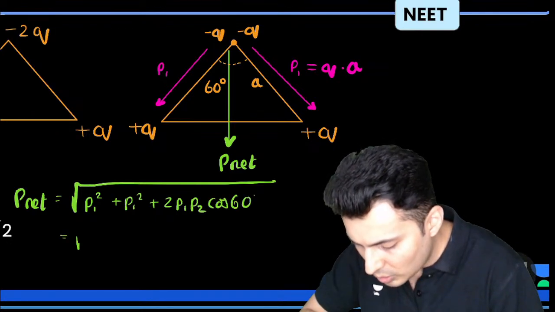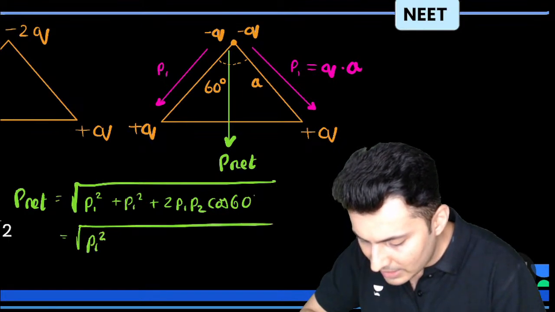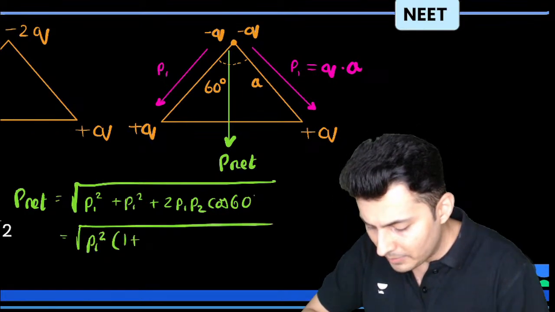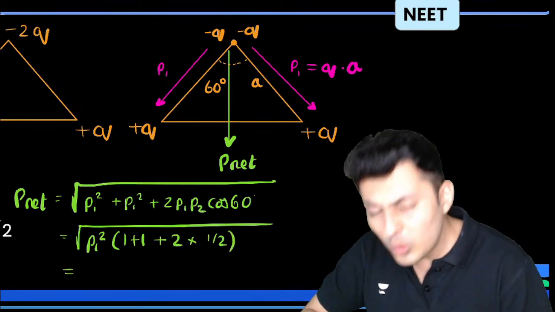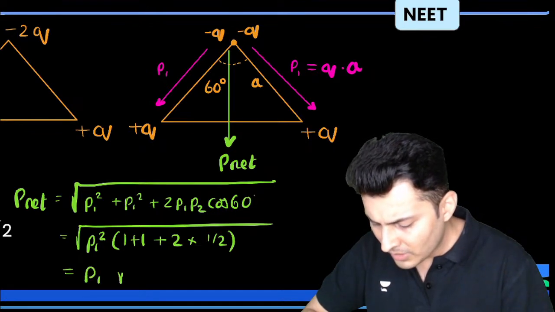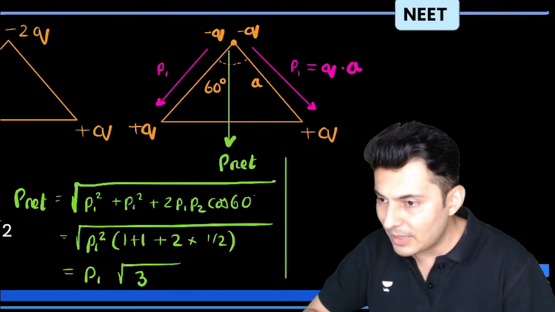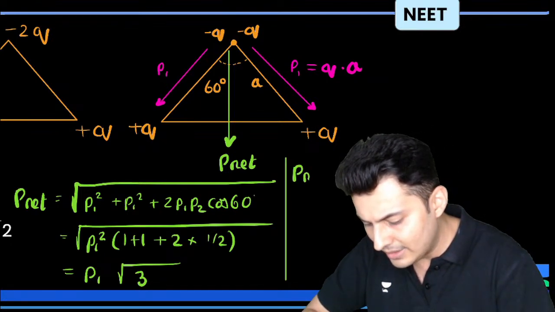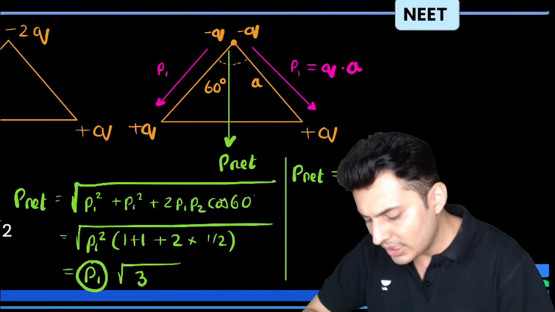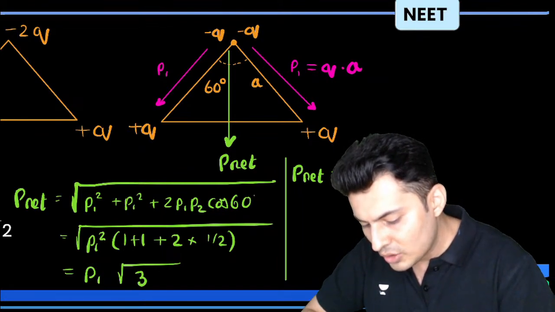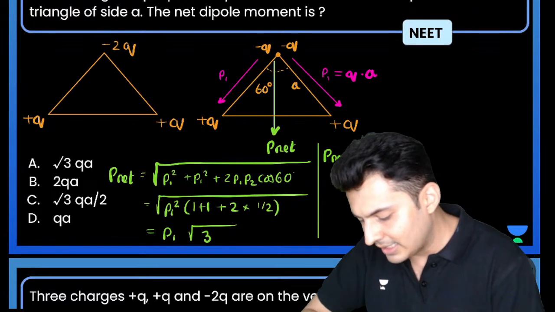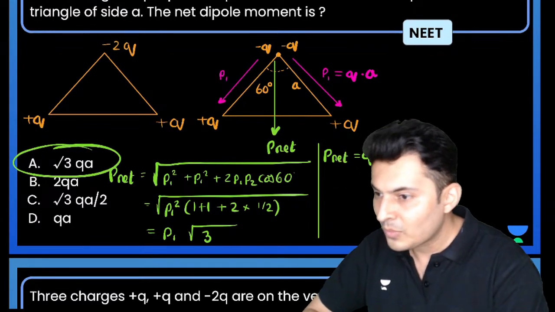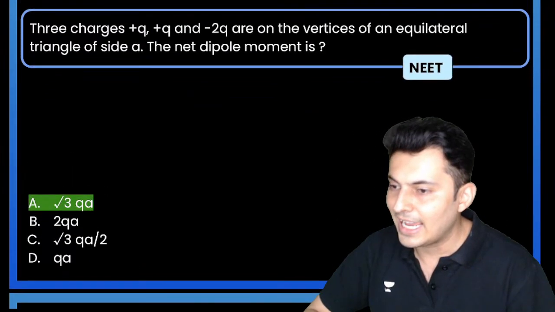I can see p1 square is common everywhere, so I'll take p1 square common. Then 1 plus 1 plus 2 cos 60, which is basically half. Root of p1 square is just p1. Inside the root, I have 1 plus 1 plus 1, which is basically 3. So in the next step, my dear students, I'm just going to find that net dipole moment by substituting the value of p1, which is qa. So it will be qa root 3. Where is it? Yep, option A, I believe. Yes, that's the correct answer.